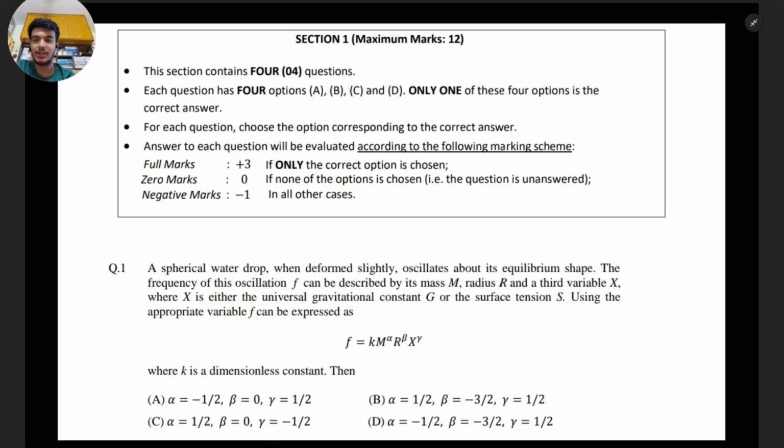Welcome to a new video, and today we are going to solve the JEE Advanced sample paper that has been released by IIT Kanpur, just like last year when I was also a JEE aspirant. And now I'm so lucky that my institute, IIT Kanpur, is organizing this year's JEE Advanced 2025, and as usual, they have released the sample paper.